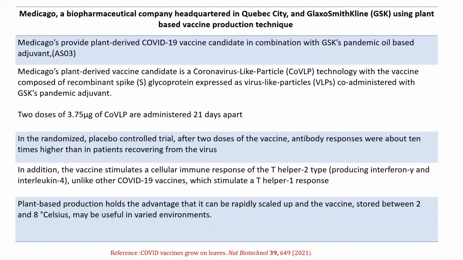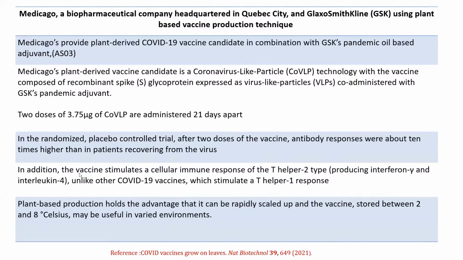So what is Medicago doing? Medicago is producing a coronavirus-like particle technology, using a recombinant spike glycoprotein expressed as a virus-like particle, co-administered with the GSK pandemic adjuvant. Two doses of this CoVLP are under study, where 3.75 micrograms of CoVLP are administered 21 days apart. These trials have reached phase 3. And this vaccine generates a 10 times higher antibody response than in patients recovering from the virus.